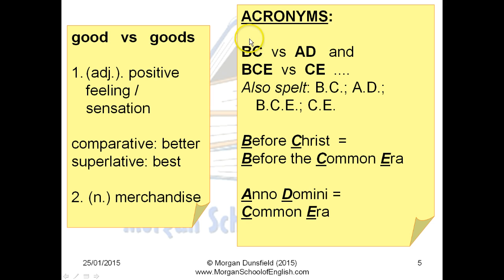Okay, but this form is actually most common. So BC means before Christ, and it's the same as BCE, before the Common Era. AD means Anno Domini, and it means the Common Era. So, why do we say that? Because in the Western calendar, we use the birth of Jesus Christ as the year 1. And so, like now, we live in the year 2015.